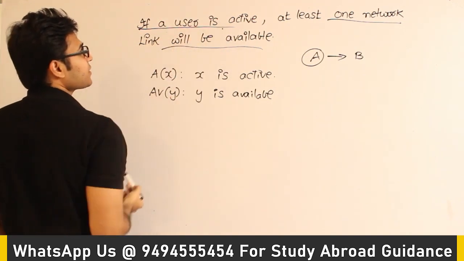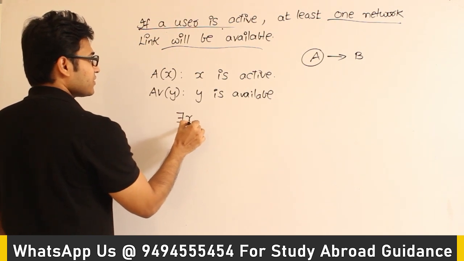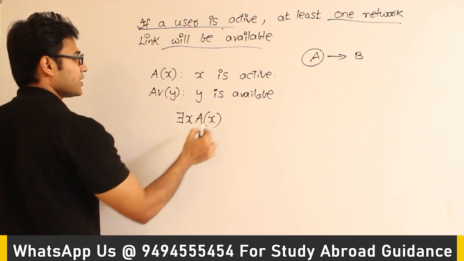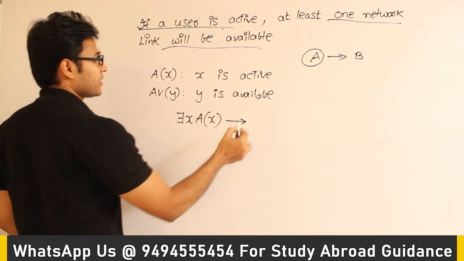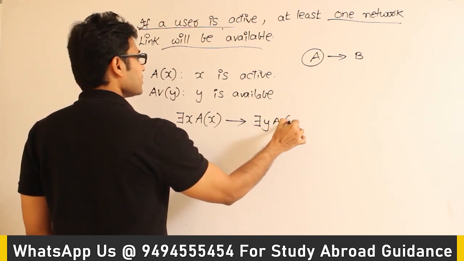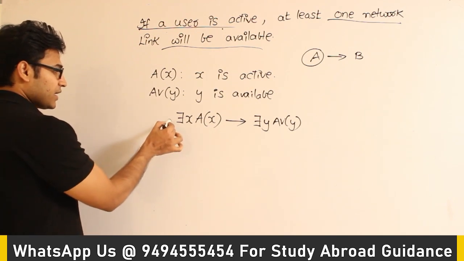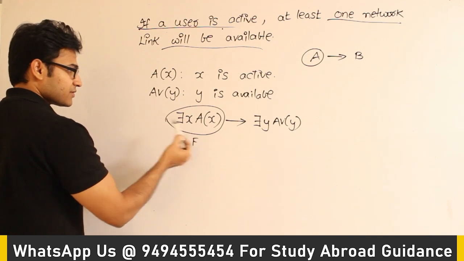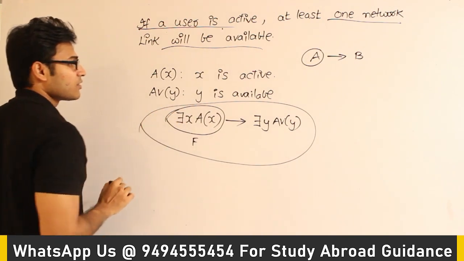Now if a user is active, how can I represent it? If there exists at least one user such that he is active, this is the meaning of it. Got it? Then the network has to be available, right? Then there should at least exist one network which is available. Got it? Now what is the meaning of this one is, if there exists no active user, then this one will be false, and whenever this one is false, this entire thing is going to be true. Therefore I need not worry.